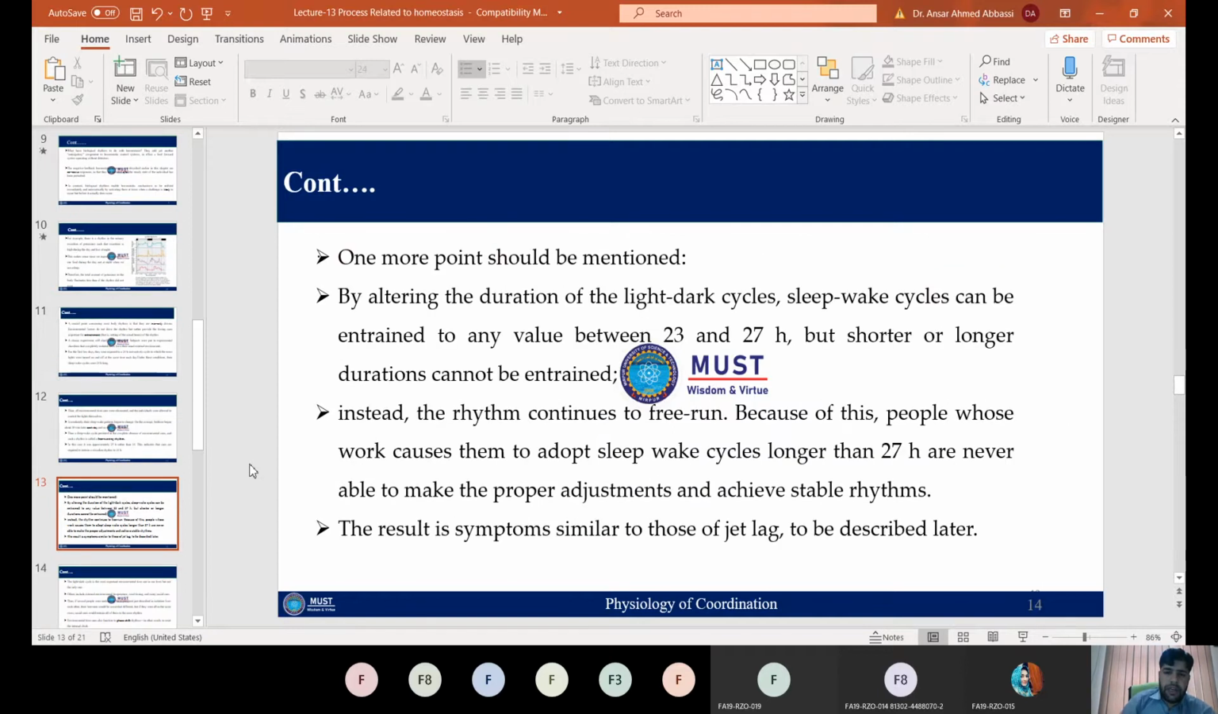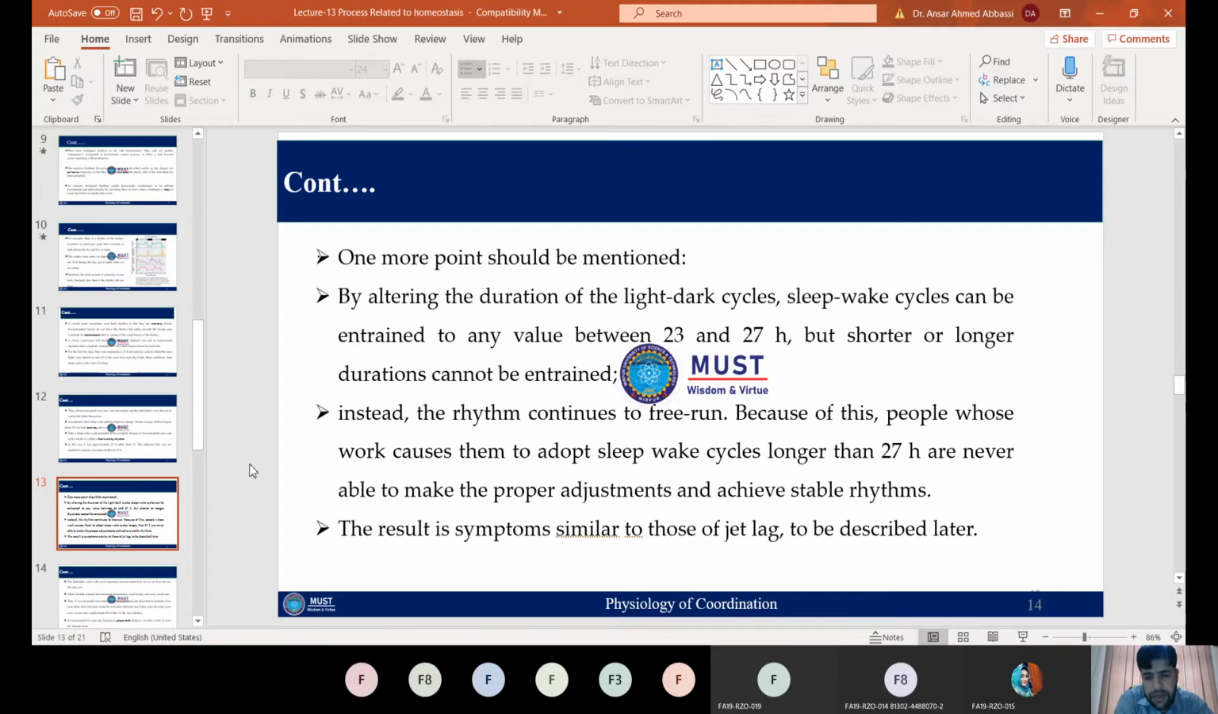There is slight variation. Another important point is that when the duration of the light-dark cycle or sleep-wake cycle is altered, it can be entrained between 23 and 27 hours, but shorter or longer durations can't be entrained in the body, so the rhythm continues to free run. Because of this, those people whose body adopts a sleep-wake cycle longer than 27 hours are unable to achieve stable rhythms.